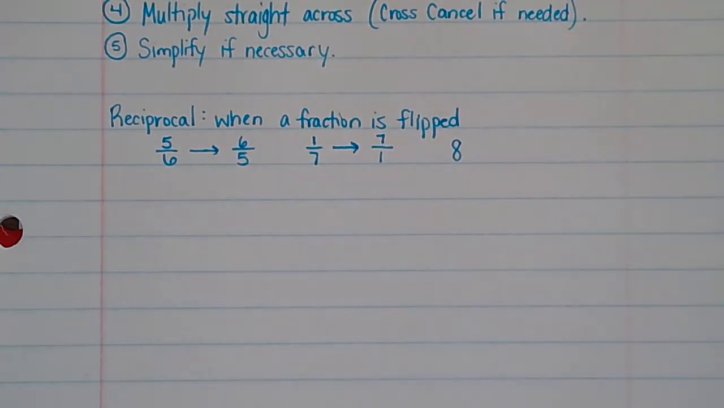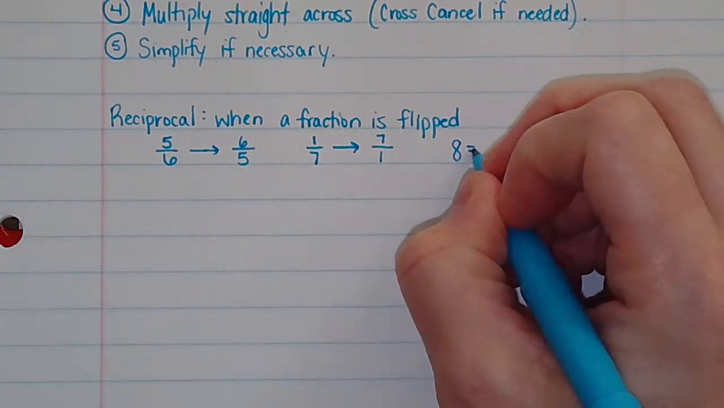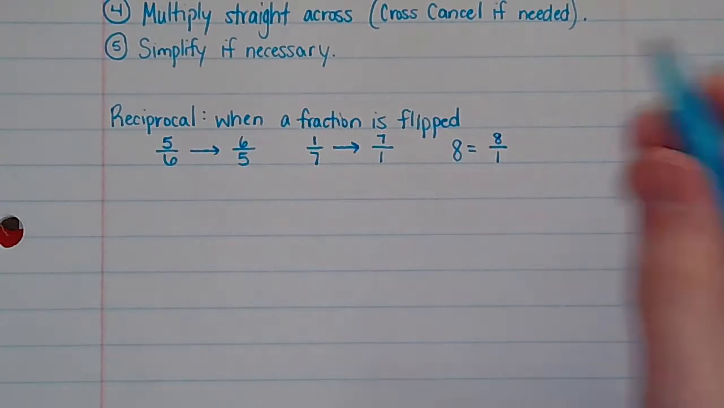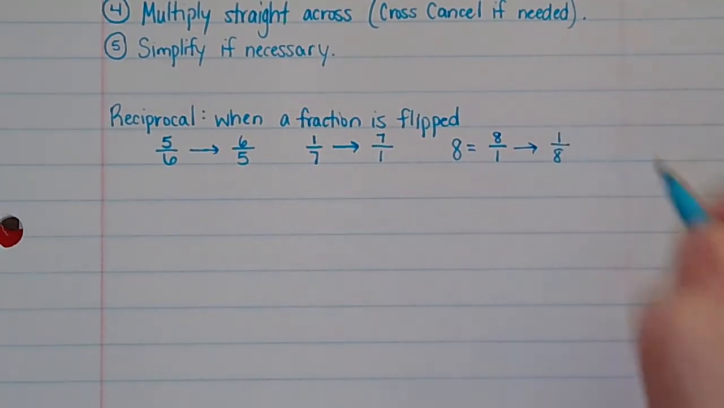Okay? All right. Well, what if you have a whole number? Like, what if you have 8? And they say, what's the reciprocal of 8? All right, well, you need to remember that 8, if I want to write 8 as a fraction, right now, it's equal to 8/1. So then the reciprocal of that would be 1/8. That one always trips people up.